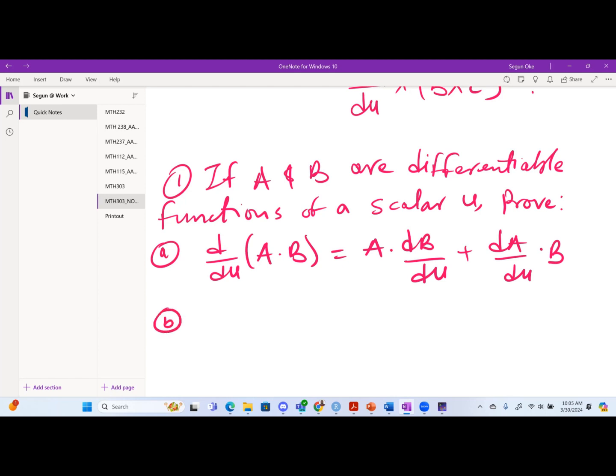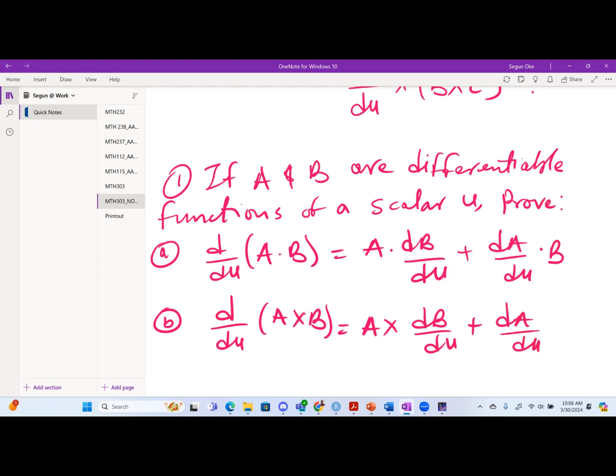Then d/du of A cross B is equal to A cross dB/du plus dA/du cross B. So take note of that. That's the question that you were given. So how do we solve this problem? Now it lies in your hands. So let's move on and solve this one.